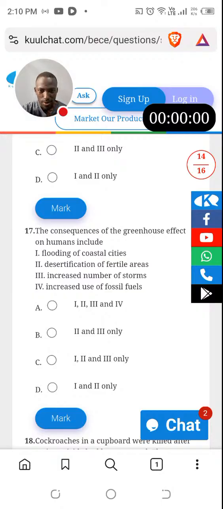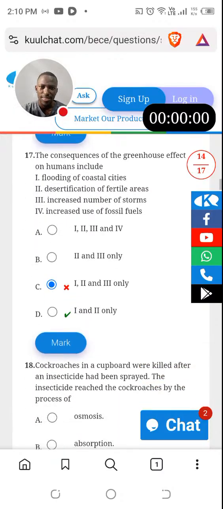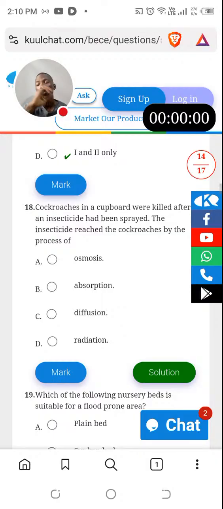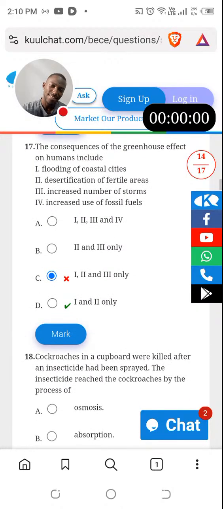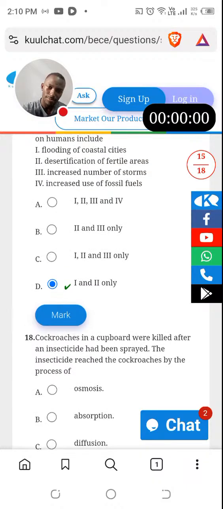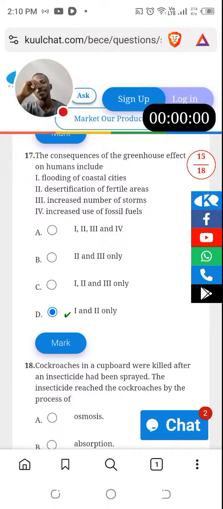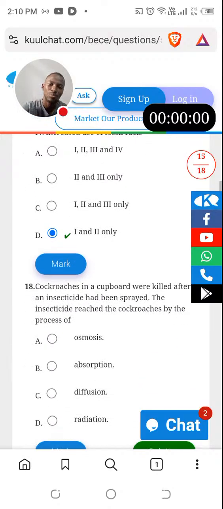So which of these answers are we going for? I, and IV. Let's go for this. No way. Oh, I see. So storm has nothing. So it basically means that greenhouse effect has nothing to do with storm. So it should be this. That is flooding of coastal cities and desertification of fertile areas. Greenhouse effect has nothing to do with storms.